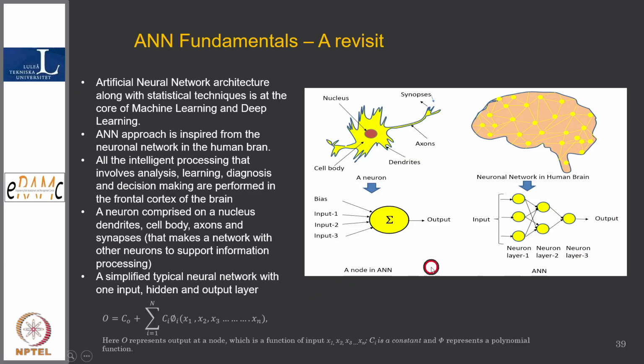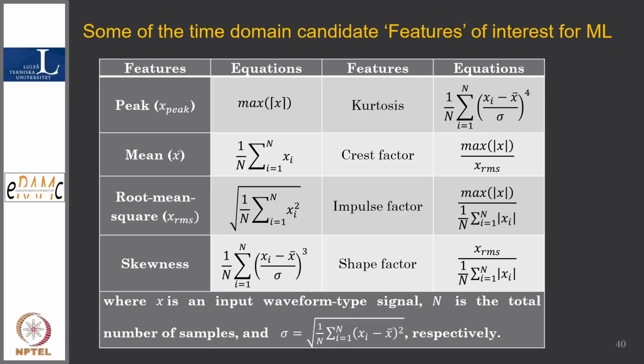So if I have to represent my ANN, this is O, and there is some bias sort of thing, a constant term, plus it operates on a modification of the input, and that's how inputs and outputs are connected. This is a mathematical representation. O represents the output at the node, which is a function of the inputs x1, x2, xn and so on. So now probably you would have understood how ANN functions.